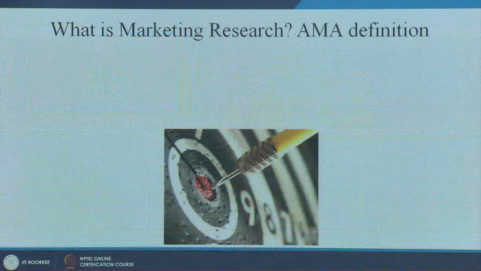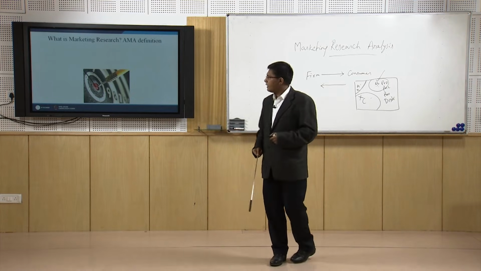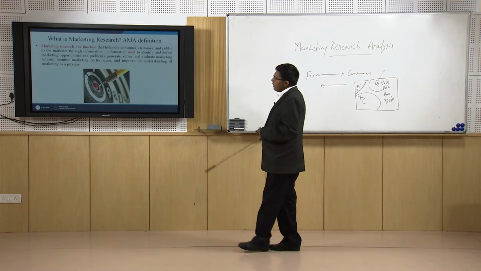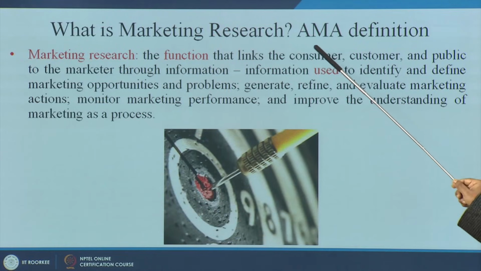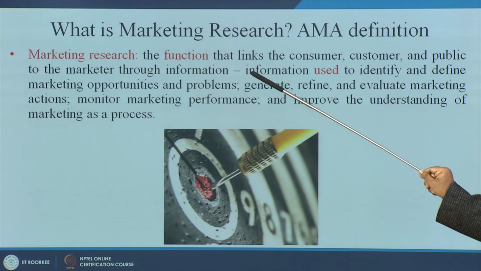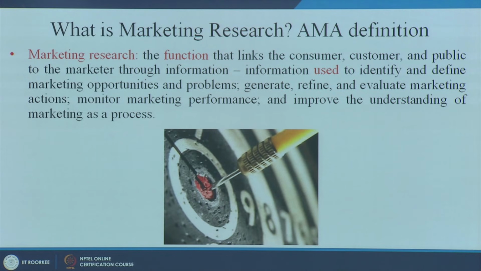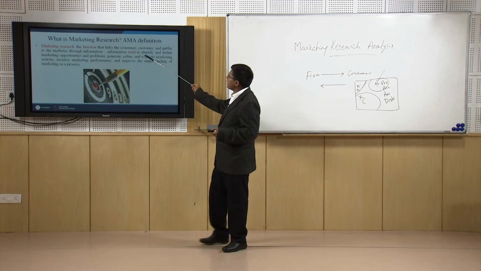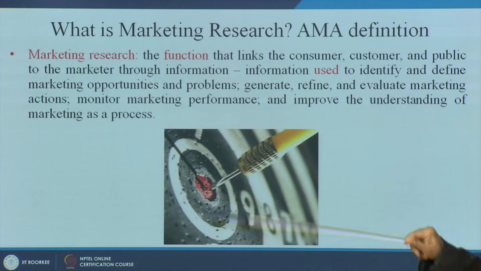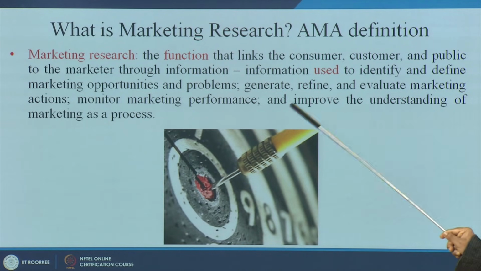So, how is marketing research defined? Let us see that. It says it is a function that links the customer, the consumer and the public through information, which we discussed just beforehand. This information is used to identify and define marketing opportunities, as YouTube did. They found that there was an opportunity, so they exploited that opportunity and they did well, right. This is what the marketing research definition says.